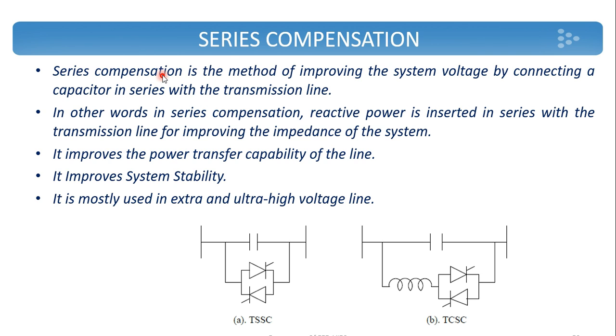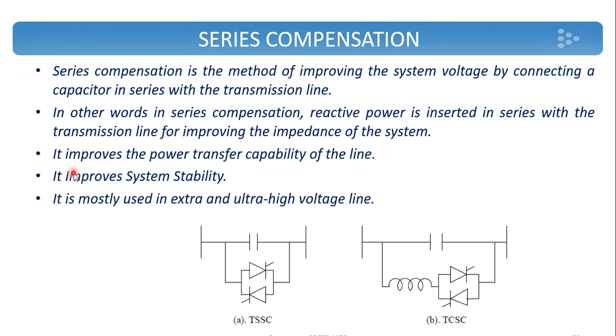Next is series compensation. So the static VAR compensator is shunt, and then there is series compensation. We will be connecting the controllers in series with the line. Series compensation is a method of improving the system voltage by connecting a capacitor in series with the transmission line. In other words, reactive power is inserted in series with the transmission line for improving the impedance of the system. It improves the power transfer capability of the line.